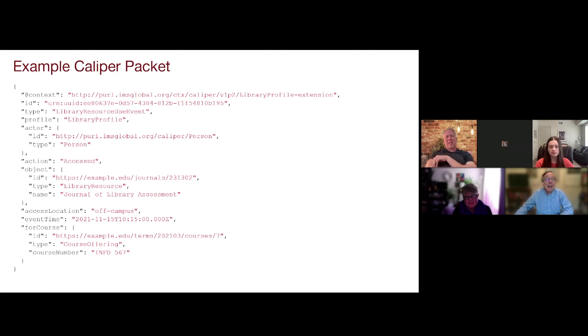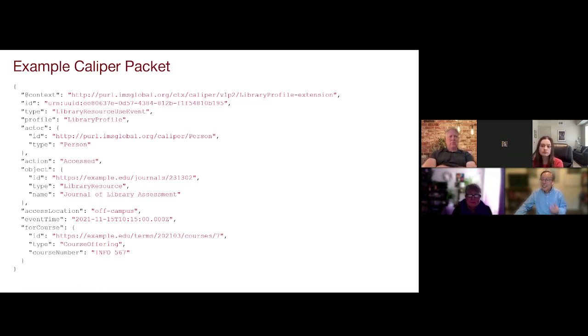But basically, it starts out, the first chunk tells you what this is. It's a Caliper Library Profile event as opposed to some other profile. So that's what is describing this. It's a library resource event. It fits under the library profile, and it's using an ID that is just person. So very generic. It's not getting any more specific in this case about who this is. The action is accessed. So this person did something. They accessed an online resource as opposed to sat in a room or anything like that.